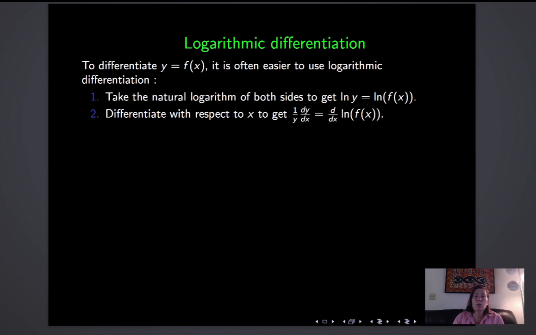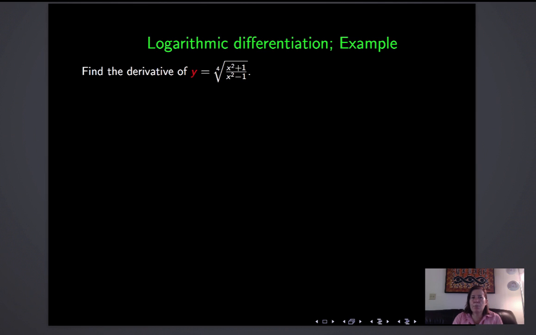On the left, we get the derivative with respect to x of the natural log of y is 1 over y times dy dx. And on the right-hand side, the natural log of f of x should break up into some linear sum of logarithms which are easy to differentiate. And lastly, we multiply the whole equation by y to get an expression for dy dx. Let's look at an example.